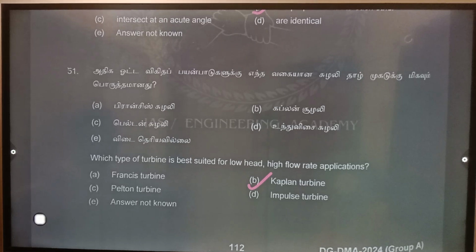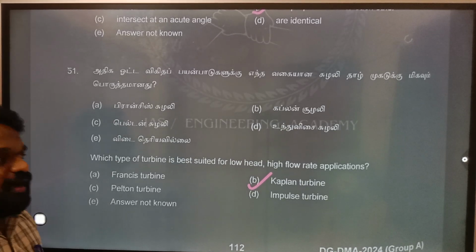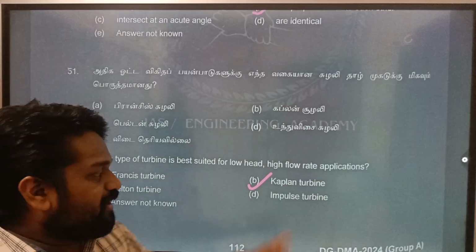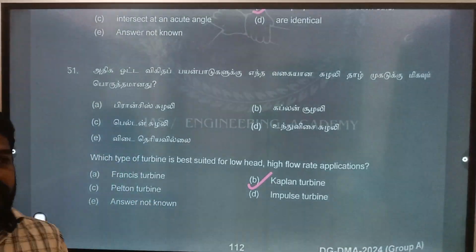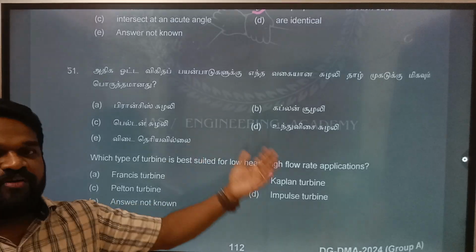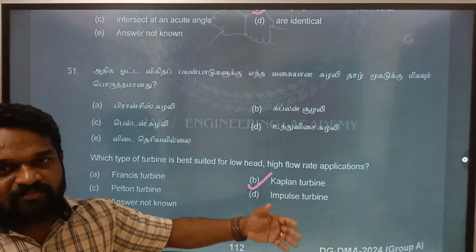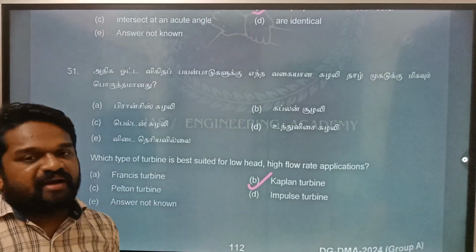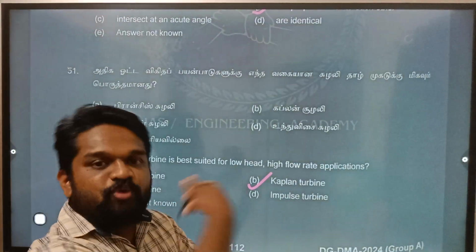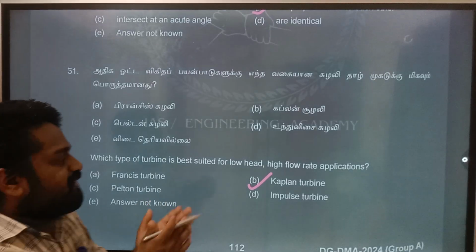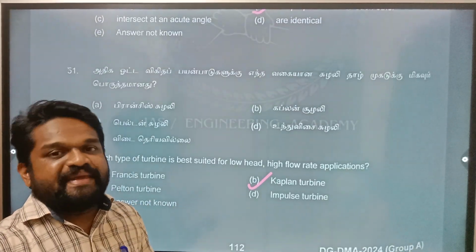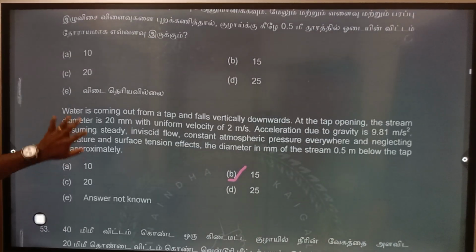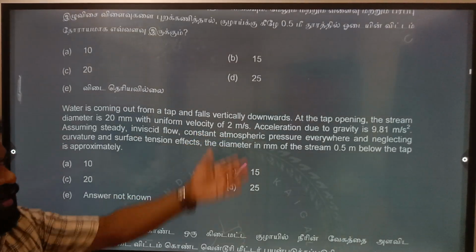51, which type of turbine is best suited for low head high flow rate applications? Kaplan turbine. Flood affected areas la ellame Kaplan turbine most efficient ah work பண்ணுவாங்க. Low head flood na avlo height ku flood varadu, konjam 1 meter say, ana nalla discharge kedaikum. So easy ah water veliye thallidum. So Kaplan turbine. இந்த question வந்து இன்னொரு டைப்ல கேட்டுக்கலாம். Which turbine is most suitable for flood relief applications? Okay, Kaplan.